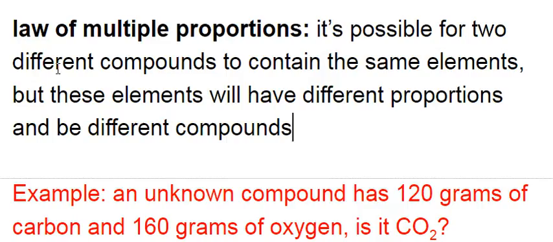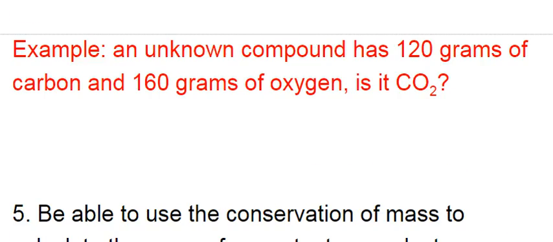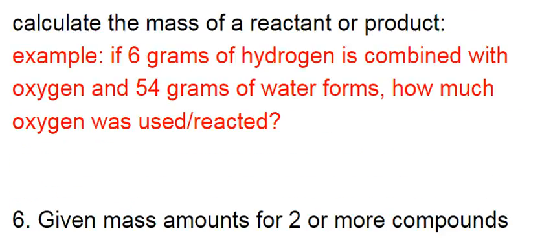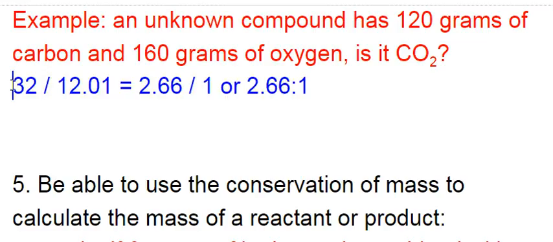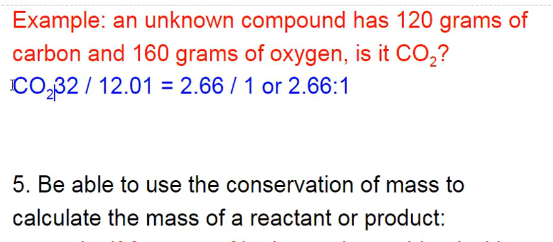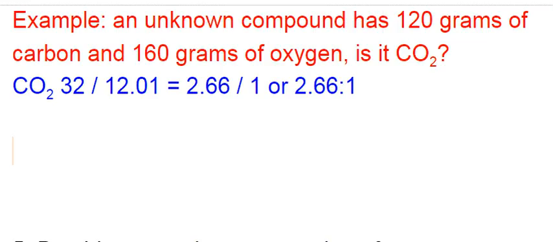So if we look at my example, it says an unknown compound has 120 grams of carbon and 160 grams of oxygen. Is it CO2? Well, one thing to keep in mind is that we just found out the ratio for CO2. So I'm going to bring that down here so I don't have to do all the work again. So CO2, we know the proportion is 32 to 12.01, or 2.66 to 1. So let's find out, is this CO2 or not?